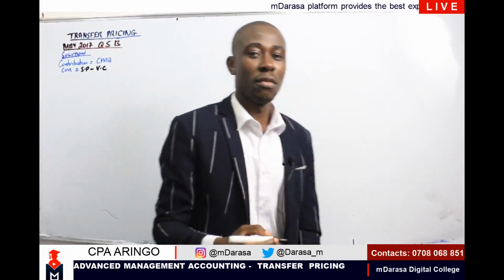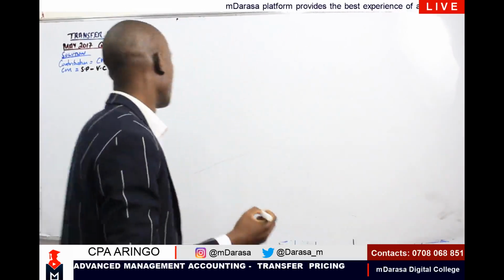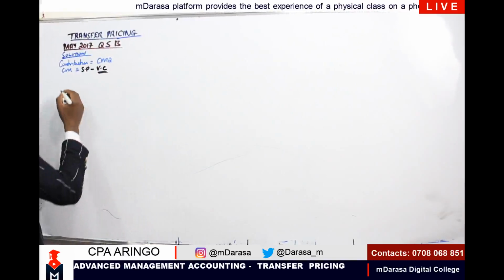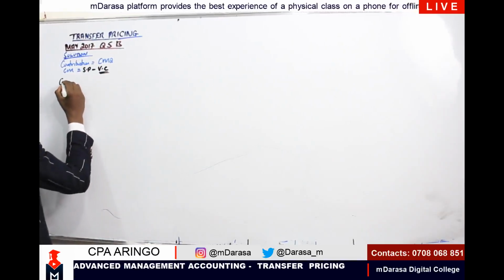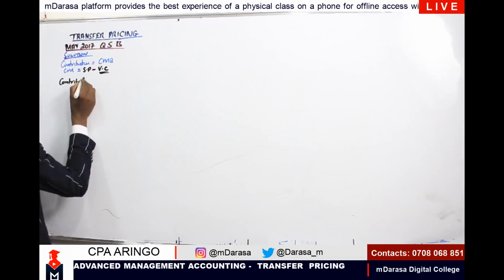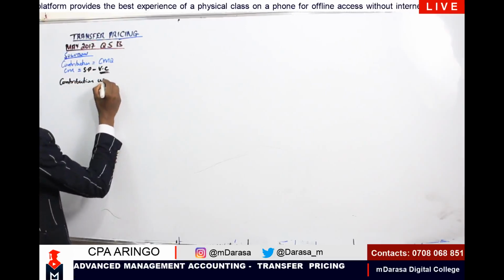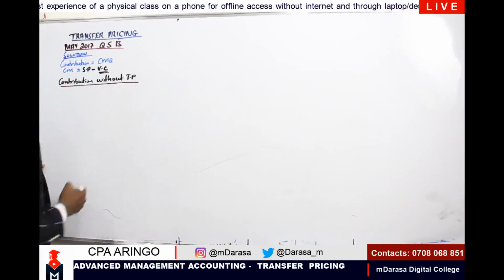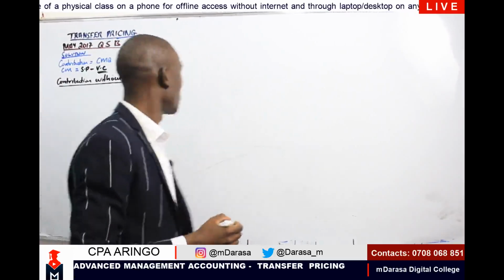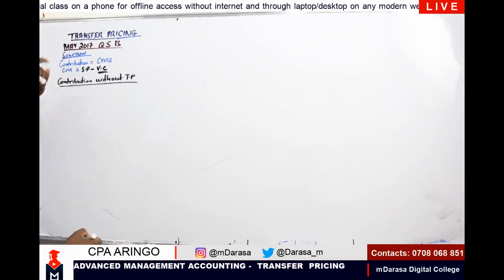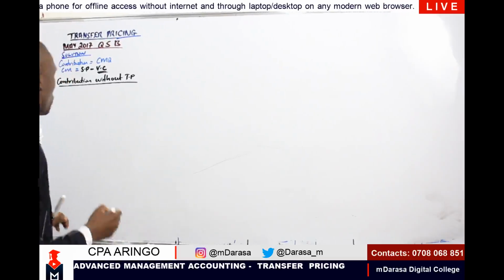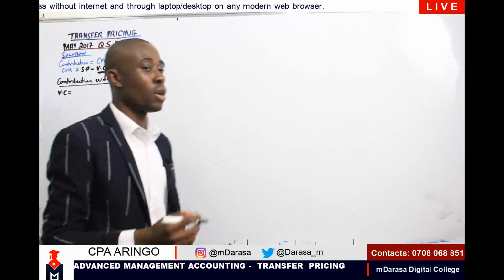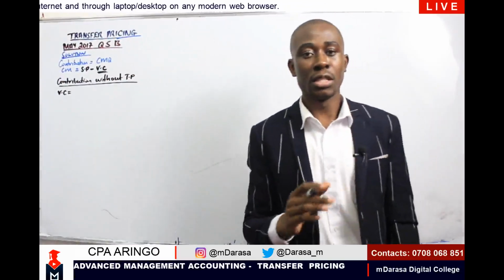So selling price you are given at different levels. Consider our variable cost. Remember, at this point we want to determine contribution without transfer price. That is what you want to consider. And for us to have our contribution, you're talking of CMQ. CM, selling price minus variable cost. So what will be our variable cost here if we are to talk of without transfer price?